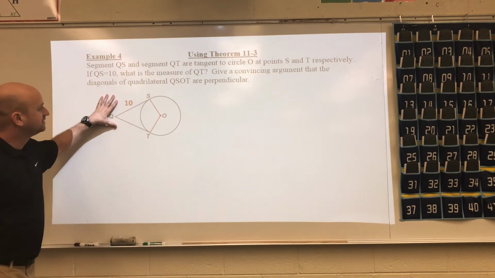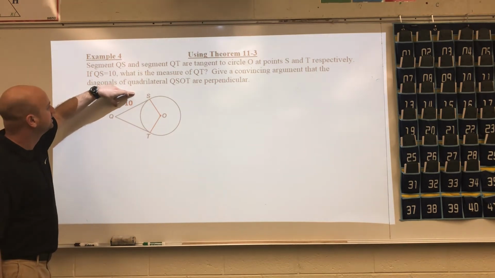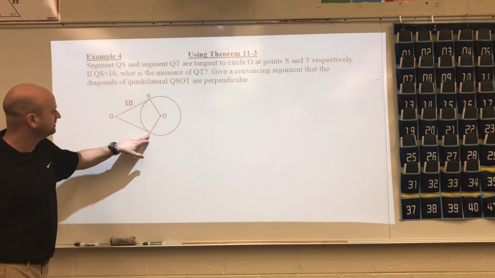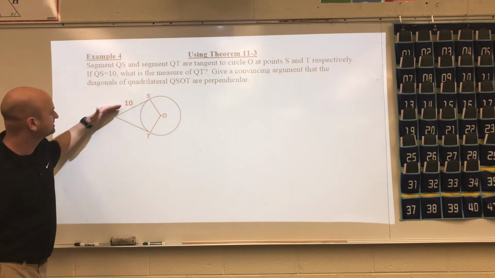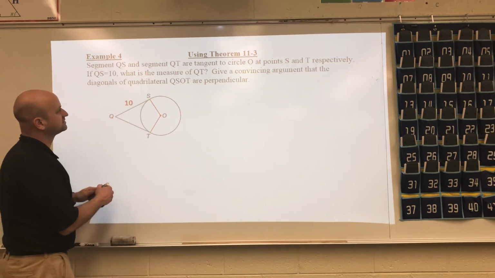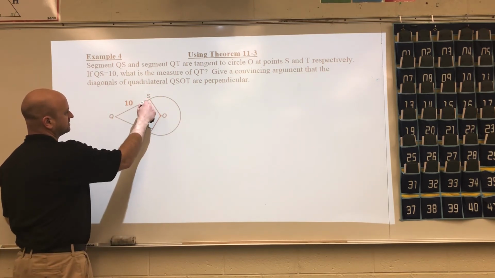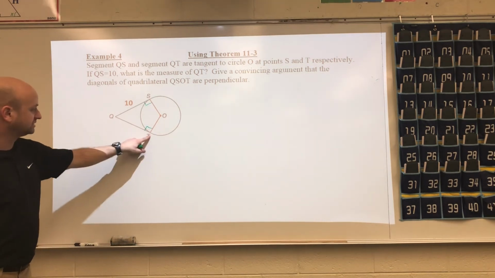All right, here's an example here. They tell us segment QS is equal to 10 units, and segment QT is tangent, right? So segment QS is 10, segment QT and QS are tangent. So what that means is that these things are perpendicular, right? And they want you to find the measure of Q and T.